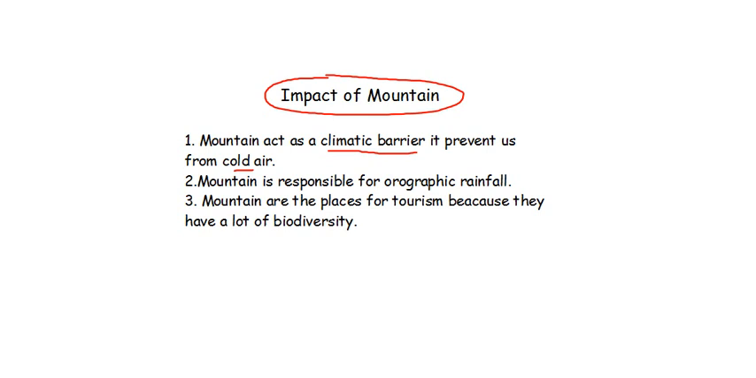Mountain is also responsible for orographic rainfall. Mountains stand in the way of moisture bearing wind. As a consequence, when this wind comes and strikes the mountain range, it rises upward. The moisture within it condenses to form cloud, and from cloud we have rainfall. Mountains are also places of tourism because they have a lot of biodiversity or varieties of life. So these are the impact mountain having on us, on human civilization.